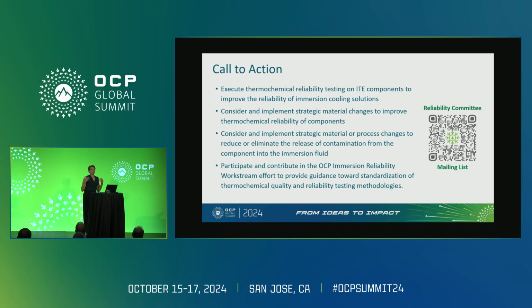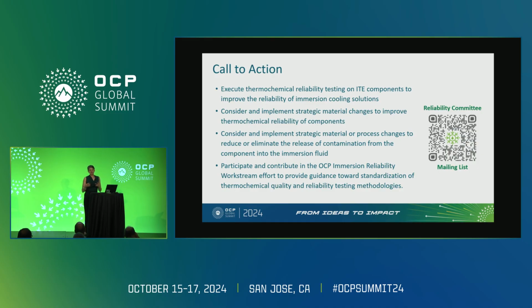So this reduction of contamination is really necessary for the entire ecosystem to have reliable servers. We all have to work together. Every component vendor out there, every fluid vendor out there has to take it as an initiative to say, we all have to be good citizens to each other when we're talking about being successful in immersion. And we all have to say, I have to do everything I can to reduce the contamination that my materials are releasing into the fluid.